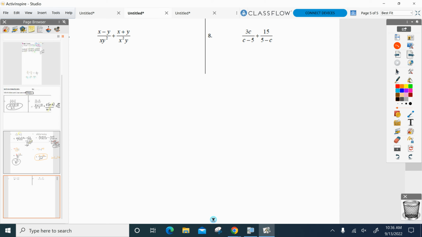Common denominator. They both have x's in them. So you take out the one with the highest exponent, which would be x squared. They both have y's in them. Take out the one with the highest exponent. You guys are picking that up. Good. There's no number to deal with.